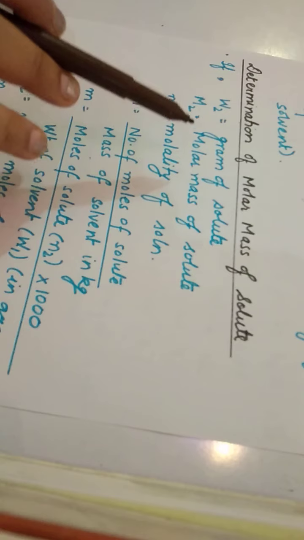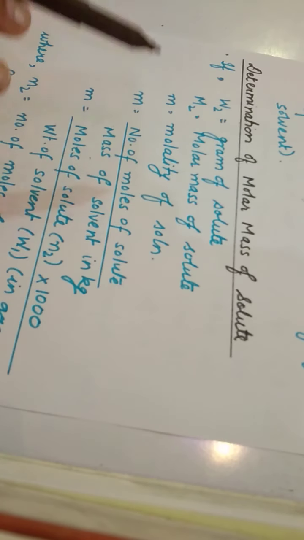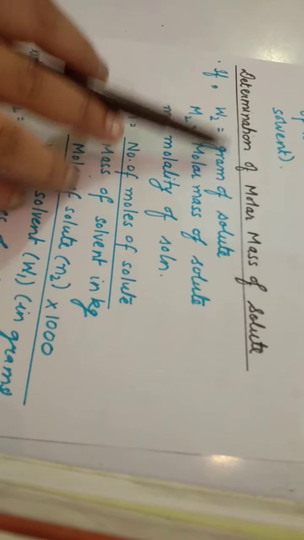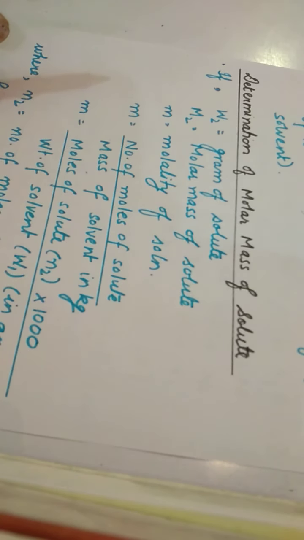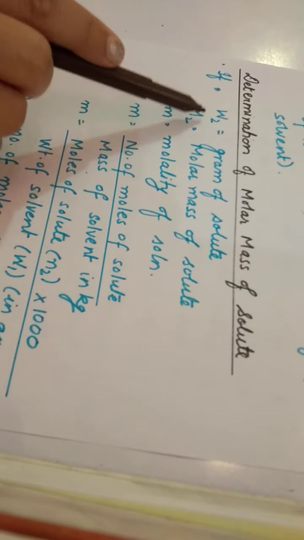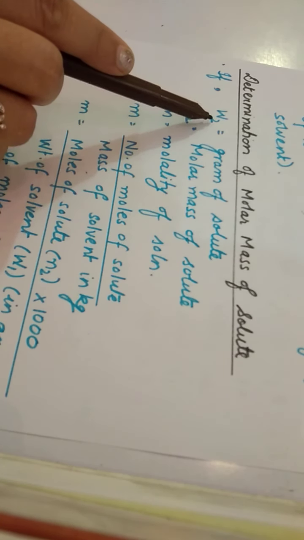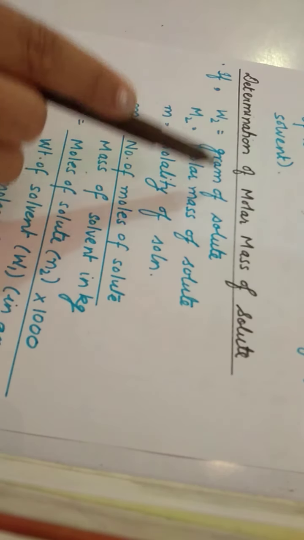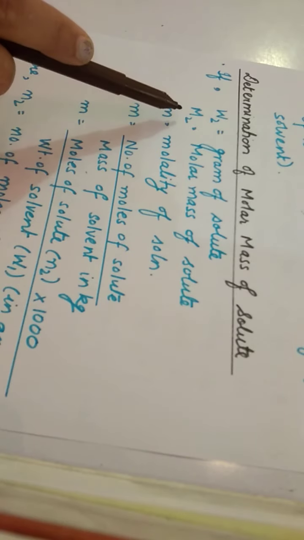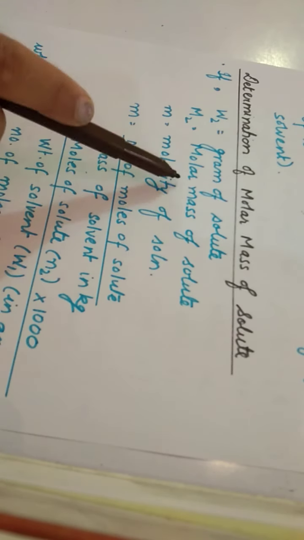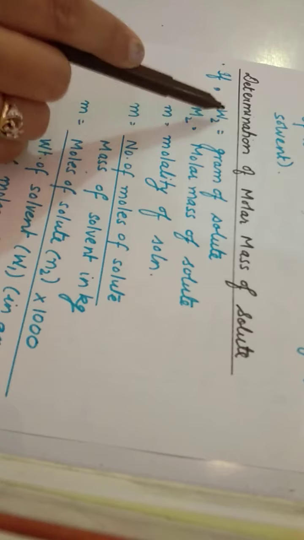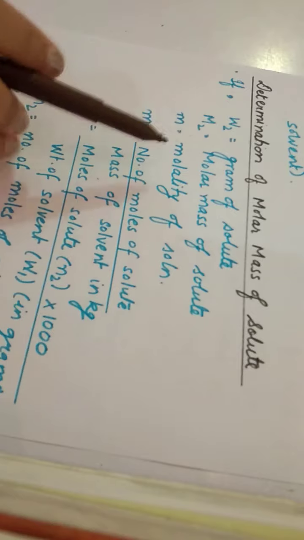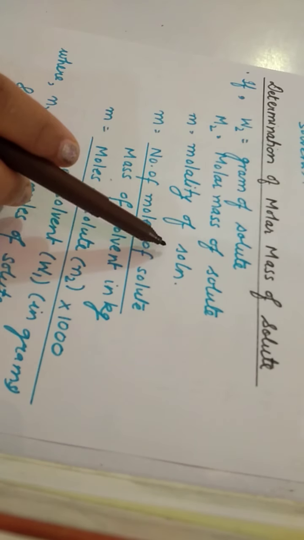Children, based on this formula, numericals come in your board exam, so this is very important. Now, to find out the molar mass of solute in case of elevation in boiling point, I have already told you it is always 2 for the solute and always 1 for the solvent. So W2 is the mass in gram of the solute, and M2 is the molar mass of the solute. m is the molality of the solution, children.